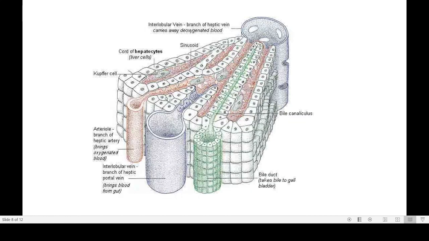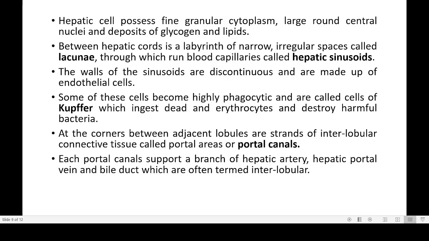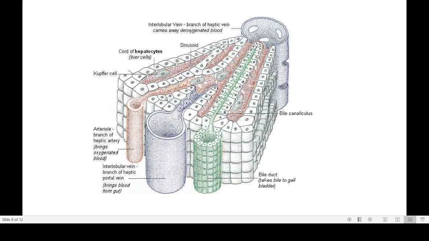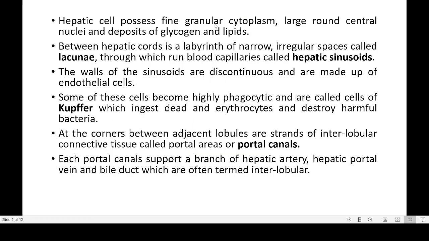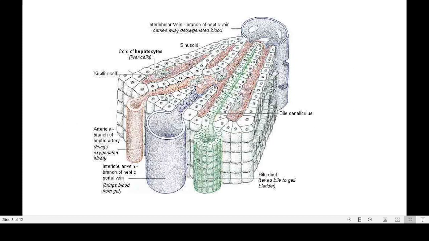Then the next idea regarding the hepatic cells is that the hepatic cell possesses fine granular cytoplasm and a large round central nucleus. If you take one cell like this, it consists of fine granular cytoplasm. That is, the cytoplasm contains small granules. That is the meaning of fine granular cytoplasm, and a large round central nucleus. That is, at the center there is a large nucleus.